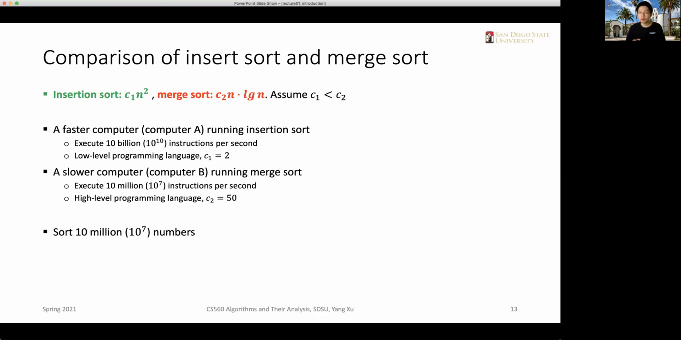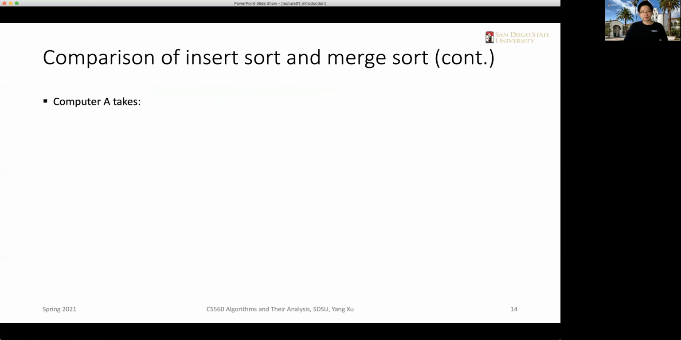Now we will give the task, which is to sort 10 million numbers. 10 million is 10 to the power of 7. So let's do this interesting comparison. Let's see how much time computer A will take, because we know the speed, and we know the size of the inputs.